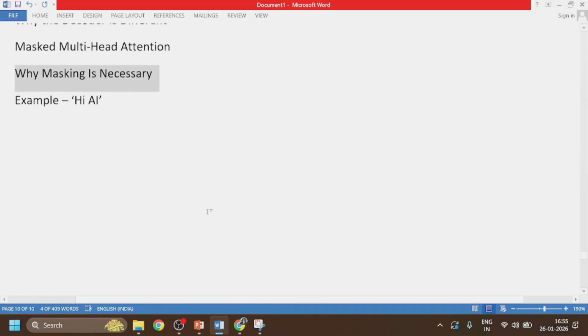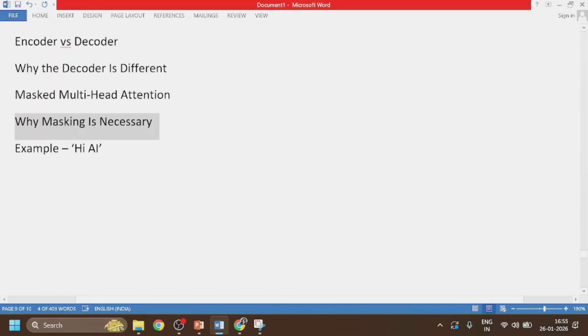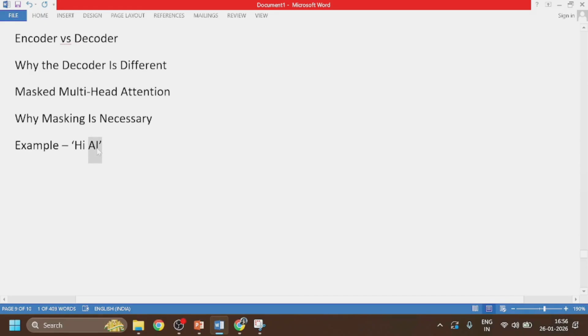For example, let's take a simple example: hi AI. At step 1 the model only sees "hi" and predicts the next word. At step 2 it sees "hi" and "AI", but nothing beyond that. The mask enforces this behavior.